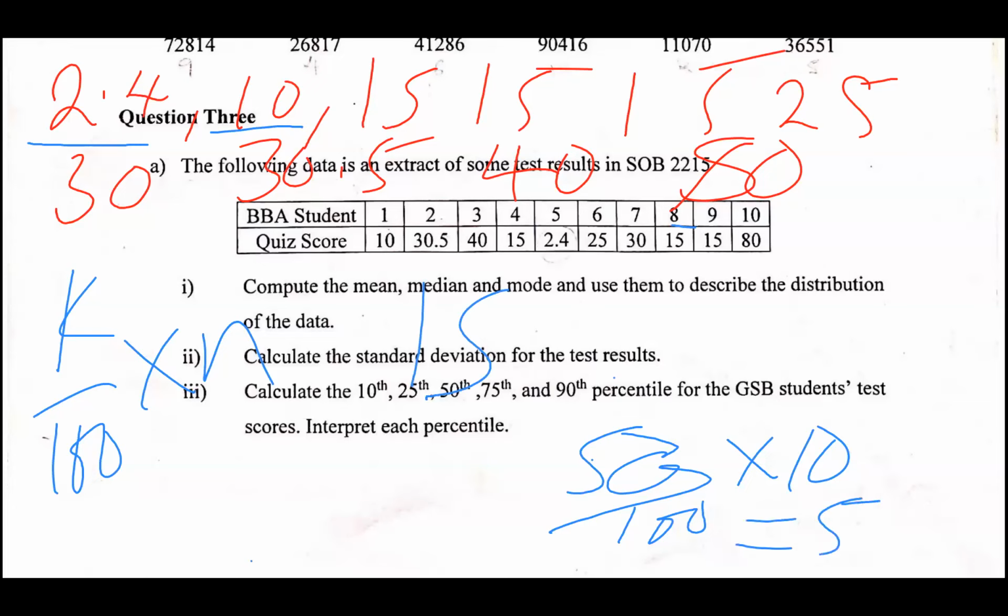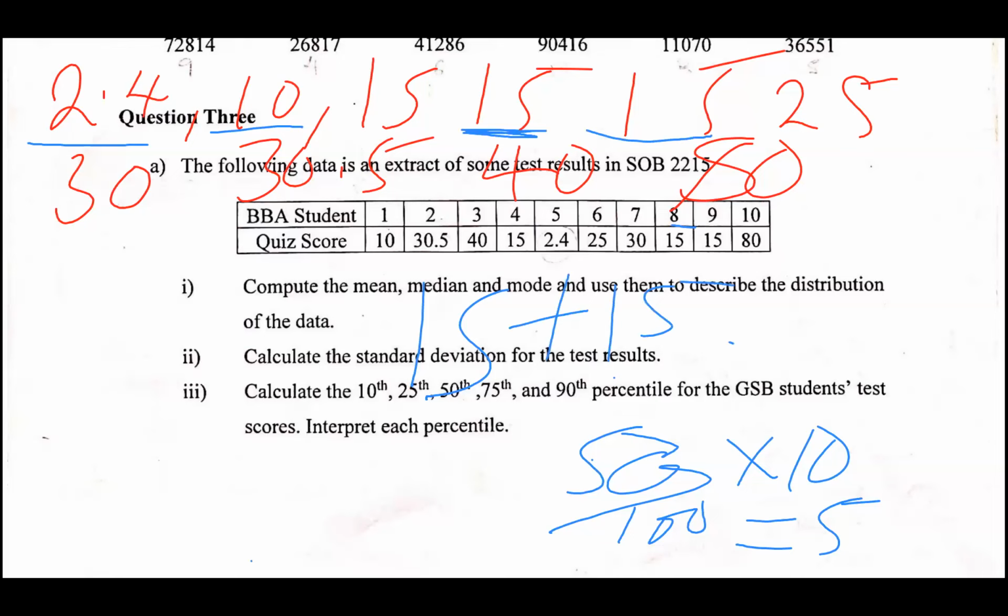Now, since 5 is a whole number, what do we do? We add this 15, which is on position 5, plus the next number, which is again 15, and average. You got it? Yes, so it gives us 15.